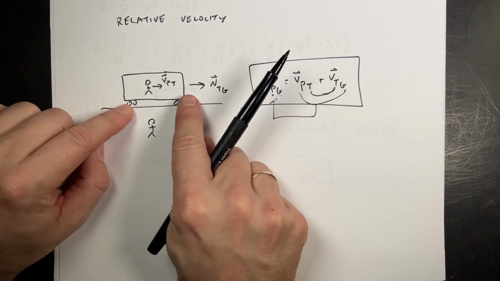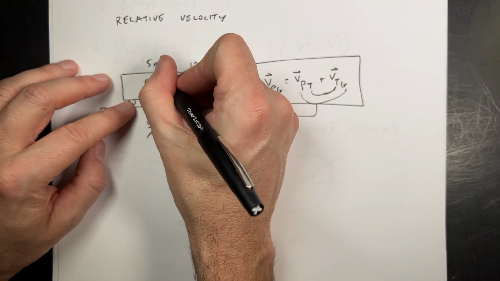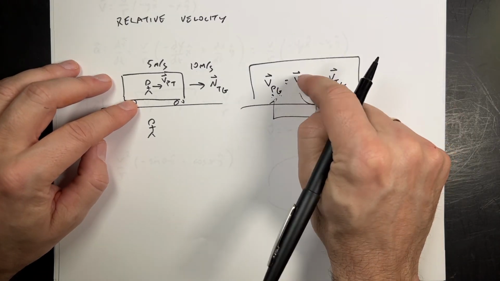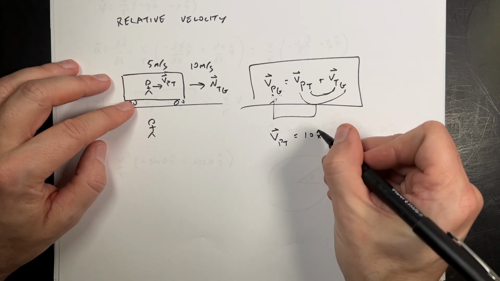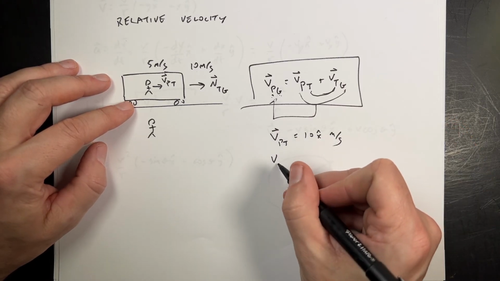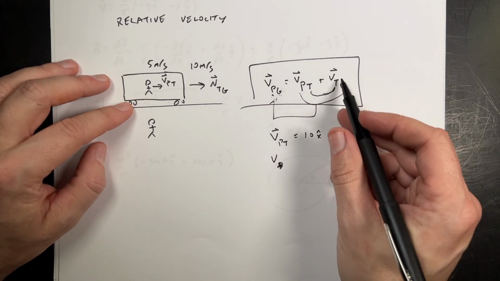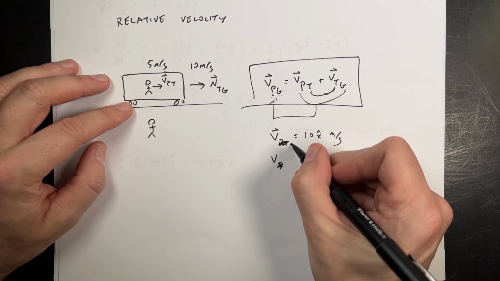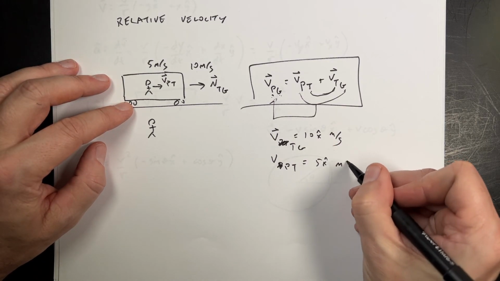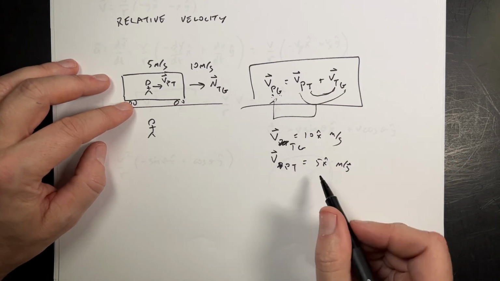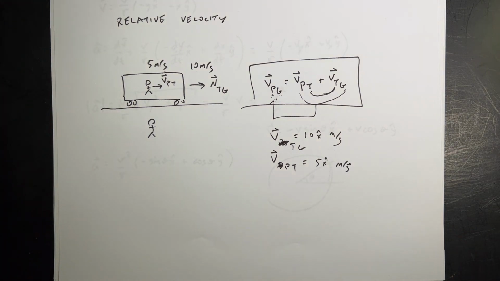And you can see that it makes sense here, right? If the train is moving at 10 meters per second and the person's moving at 5 meters per second, we can actually write it out. Velocity of the train with respect to the ground is 10 x hat meters per second. Velocity of the person with respect to the train, v PT, is equal to 5 x hat meters per second. And then if I add those two together, I get 15 meters per second in the x direction. So it works.